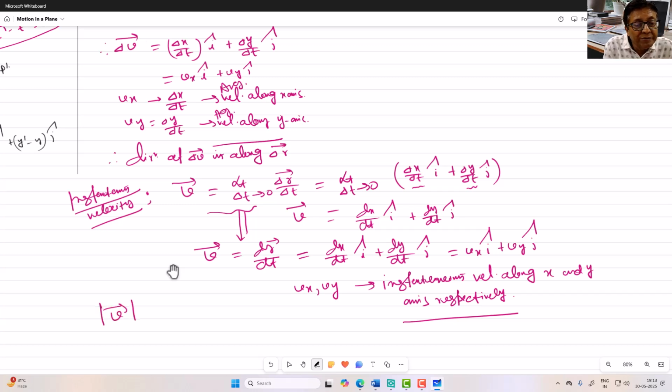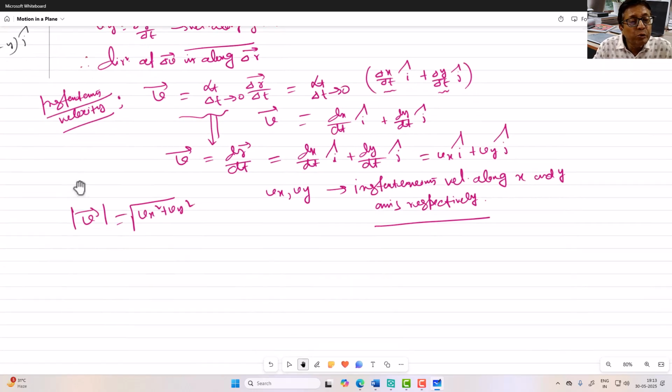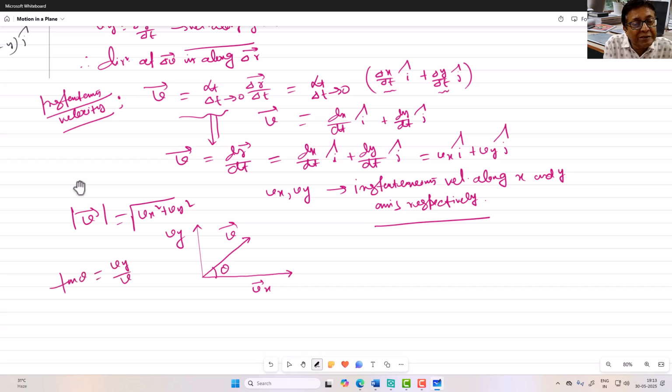Mod v will be what? As seen before, it is the square root of vx square plus vy square. And if you go by the 2D representation of this velocity vector, v vector, along the x-axis the component is Vx, along the y-axis the component is Vy. Let this angle be theta, then tan theta is going to be Vy by Vx, like a vector, it has two components, y component by x component. Theta is going to be tan inverse of Vy by Vx.